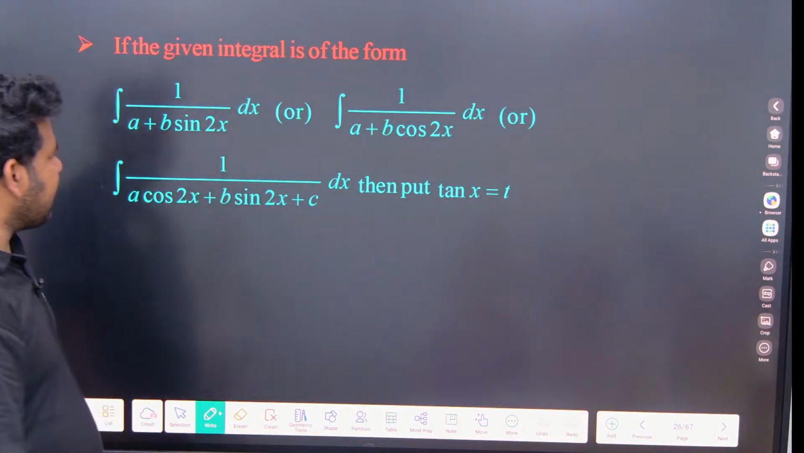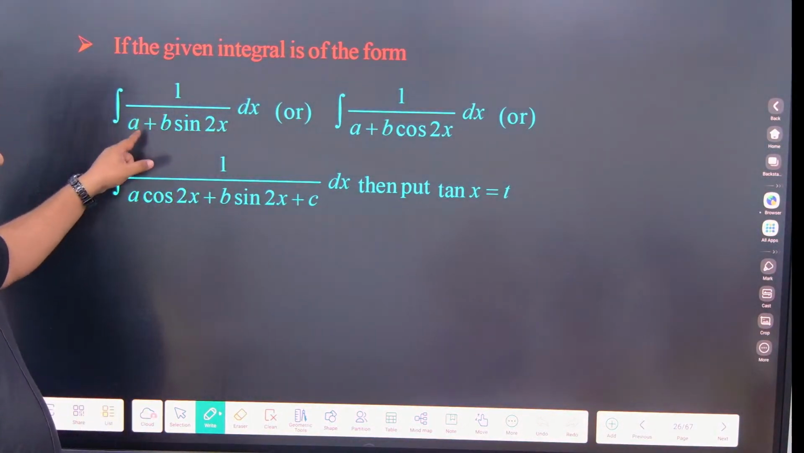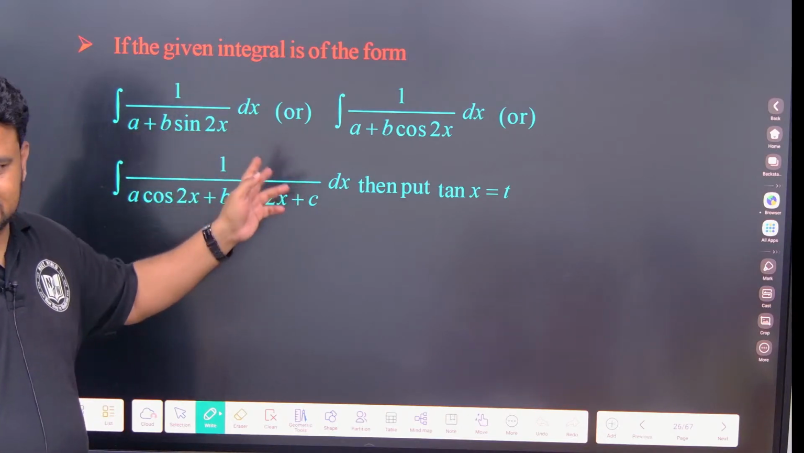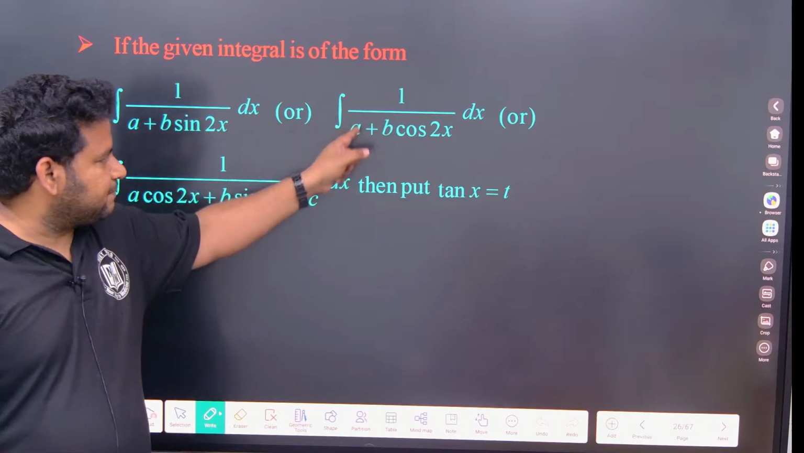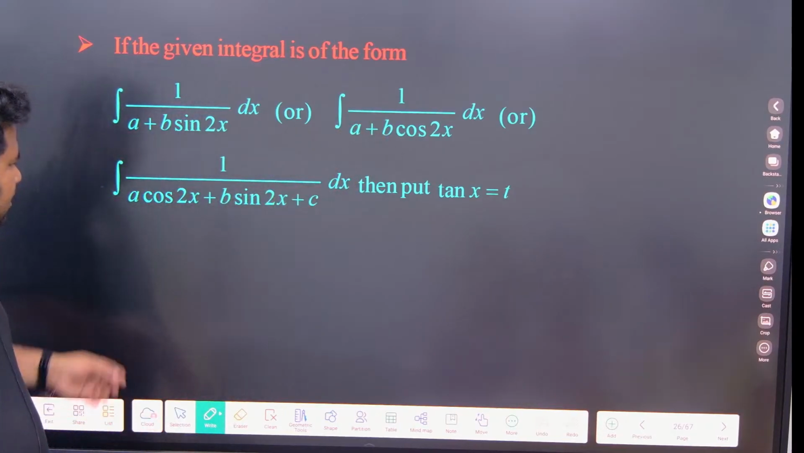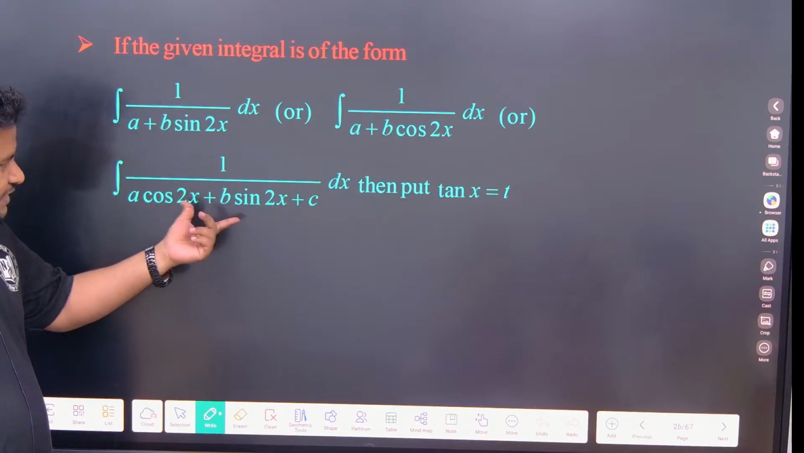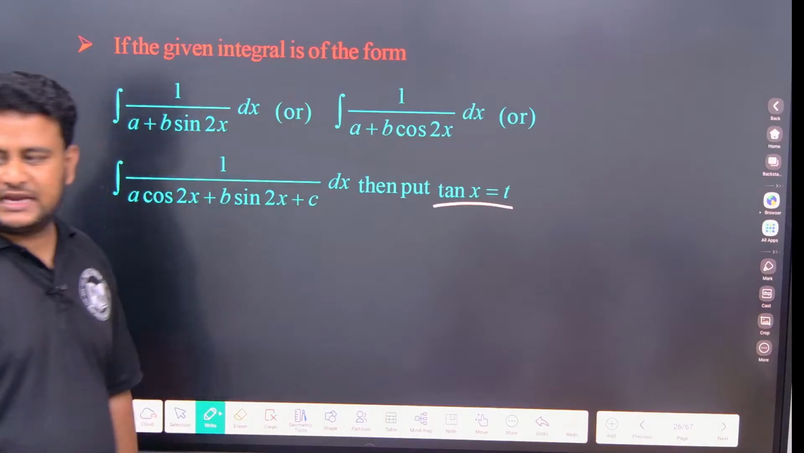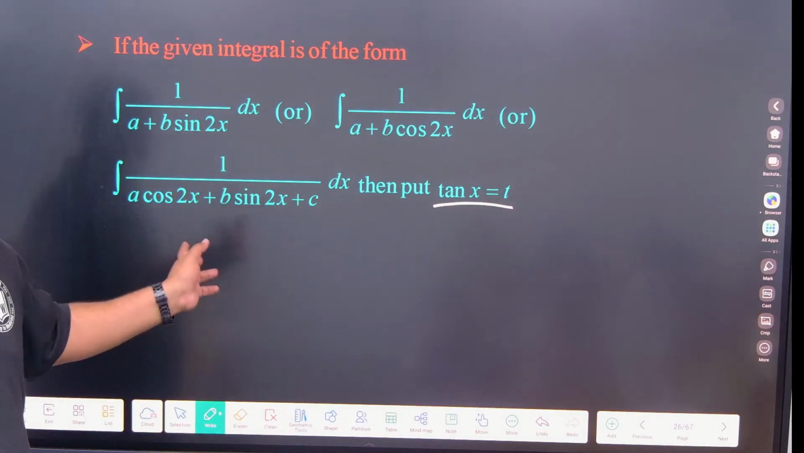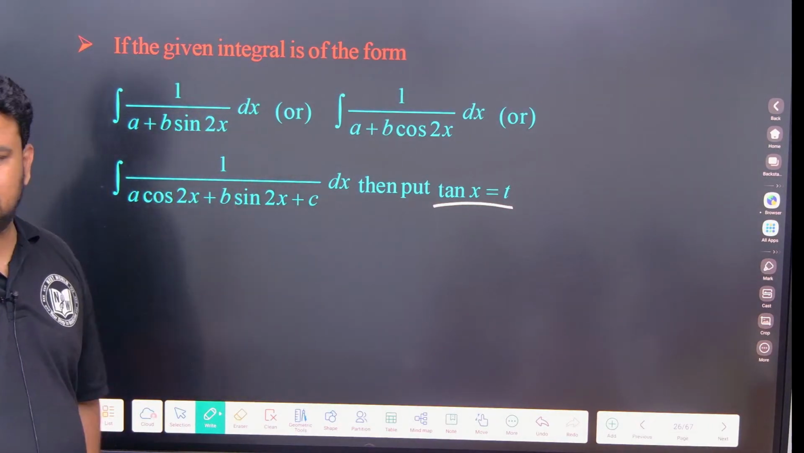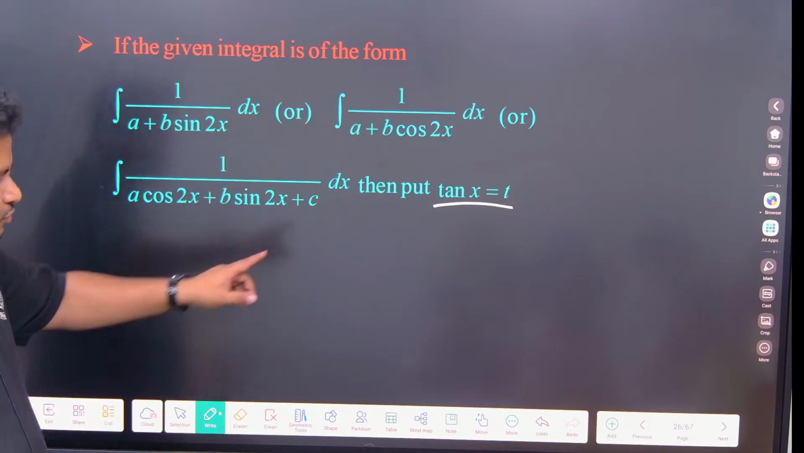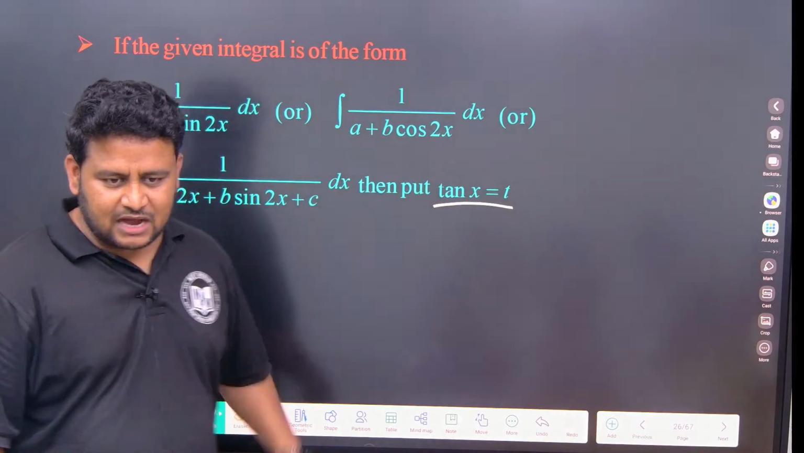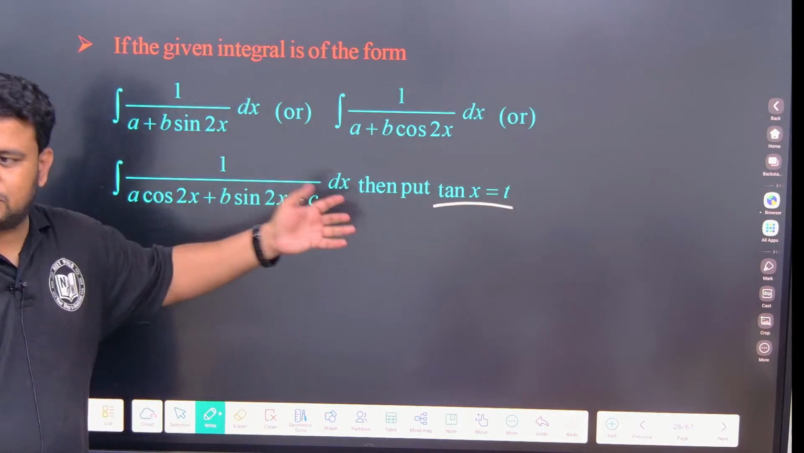Now let us go to where we have some constant combined with trigonometric functions. If we have the integral of 1 by a plus b sin 2x, you have seen such questions, like 1 by 4 plus 3 cos x. Integral of 1 by a plus b cos 2x, or a cos 2x plus b sin 2x, then put tan x is equal to t. You have done this type of questions: 1 by linear, put tan x is equal to t. If they have given the double angle formula, tan x is equal to t. Half angle formula here, put tan x by 2 is equal to t.